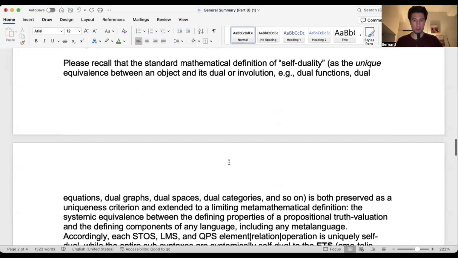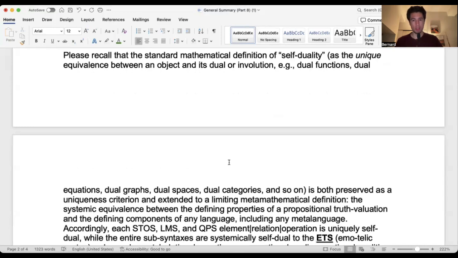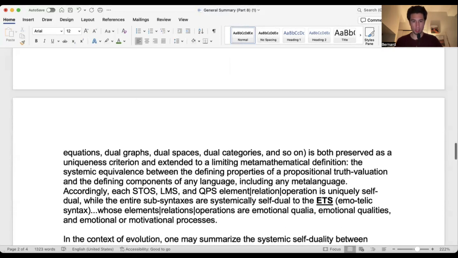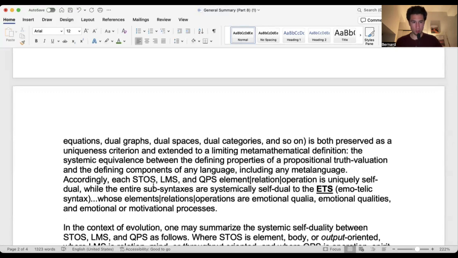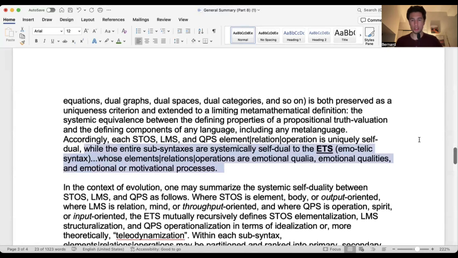Now, this is back to, recalling that self-duality is a unique mathematical property, but it's also a systemic ontological property. And therefore, all of these, I'm skipping a little bit here. All of these subsyntaxes are systemically self-dual, not just uniquely self-dual internal to each other, right? The elements and relations and operations of each of these subsyntaxes are self-dual intrinsically, but they're also systemically self-dual to the ETS, which basically is the emotional, motivational, or teleodynamical stratum of syntax, right?